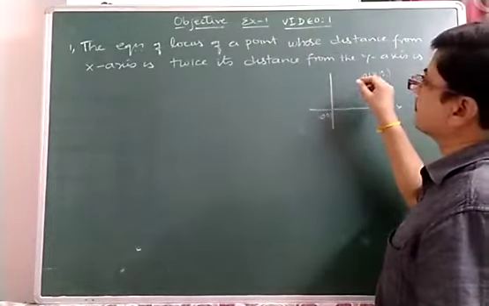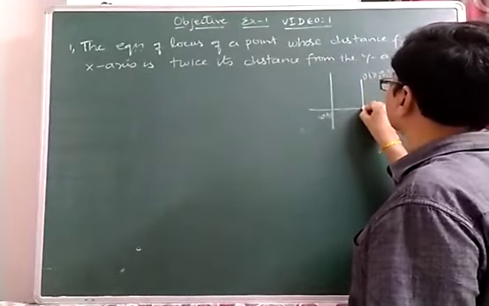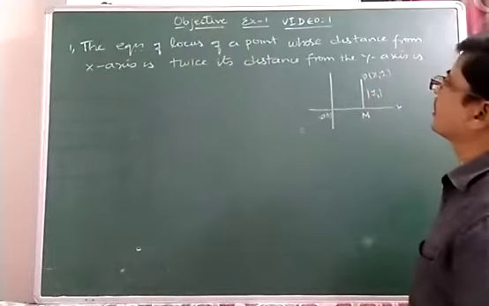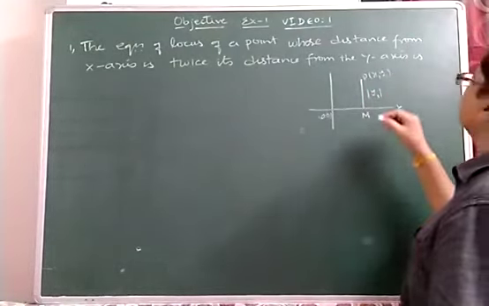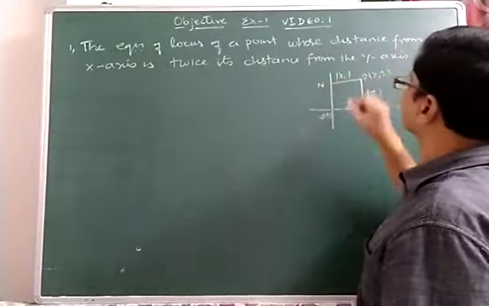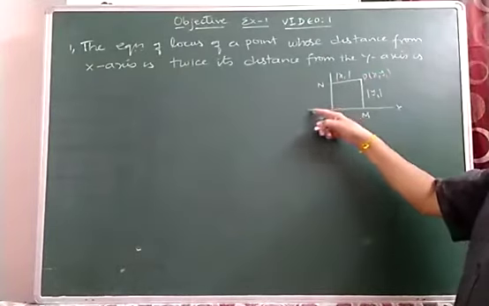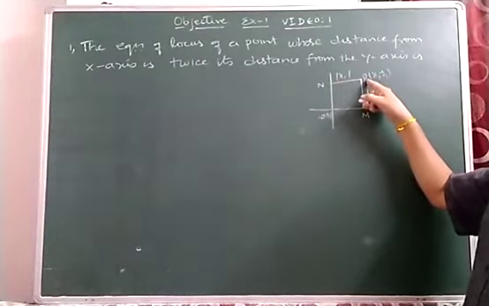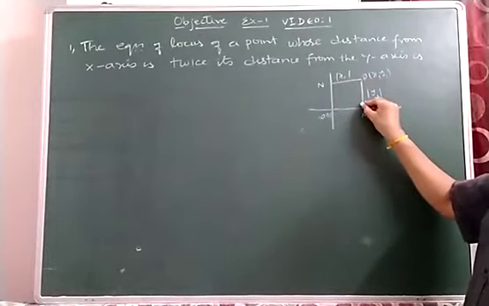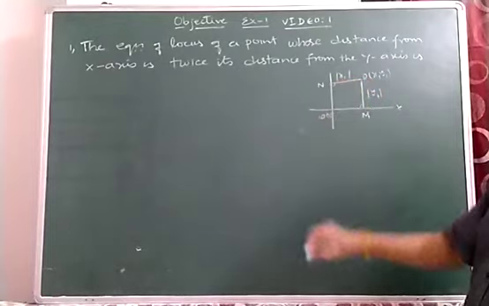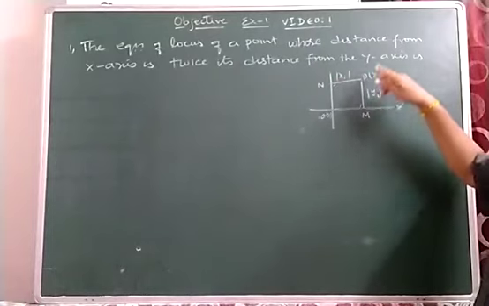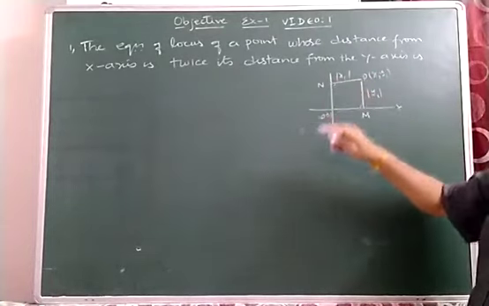whose distance from x-axis is twice its distance from y-axis. Okay, this is the x-axis, this is y-axis. P is a point on the locus. Draw PM perpendicular to the x-axis and draw PN perpendicular to the y-axis. Given the distance from P to the x-axis is twice the distance from P to the y-axis.